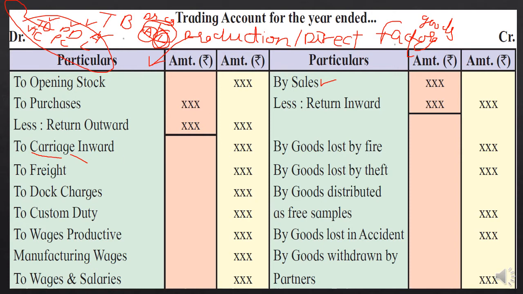Dock charges means traveling charges. Custom duty for transferring goods from factory to somewhere else. The custom duty must be paid whether it is going out of the state, then the custom duty will be paid. And the workers who are working in the factory or for the production, they will get the wages, manufacturing wages and salary. So wages means the salary, but salary is given to the office employee and wages is given to the workers who are working in the factory. So students, these are related to the production expenses, or we can say these are related to the goods. So these all expenses and losses will be posted on the trading account debit side.